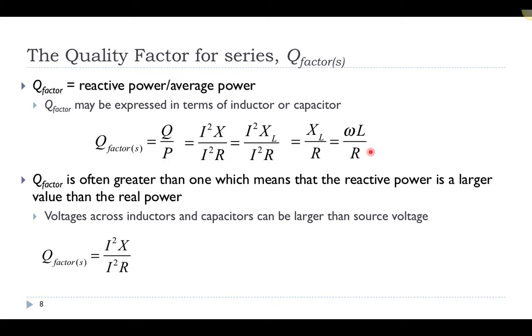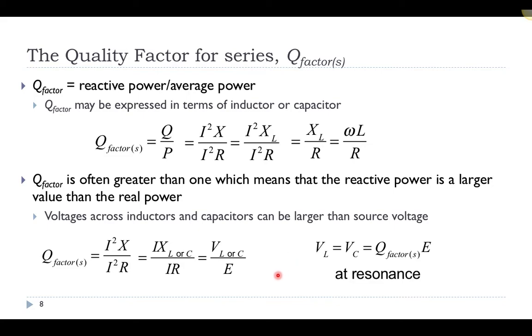So if I go back and write down the quality factor as I have it above, the reactive power over the real power, and I just divide one of those currents out, then I have the current times the reactance of the inductor or the capacitor, doesn't matter which one, over the current times the resistance. The current times the resistance is the voltage of the source, and the top, current times reactance, is the voltage across the inductor or the capacitor, depending on which one we're talking about.